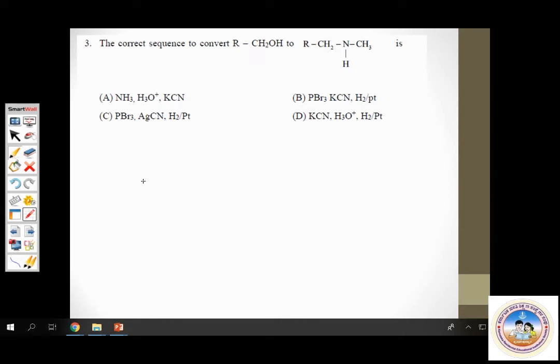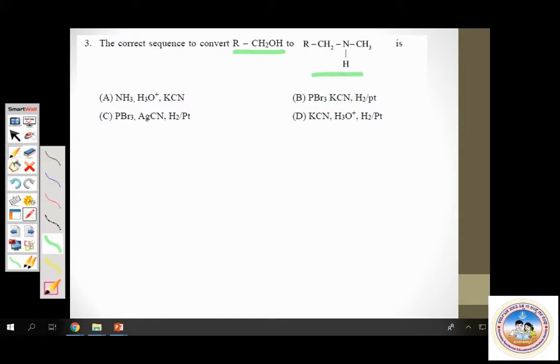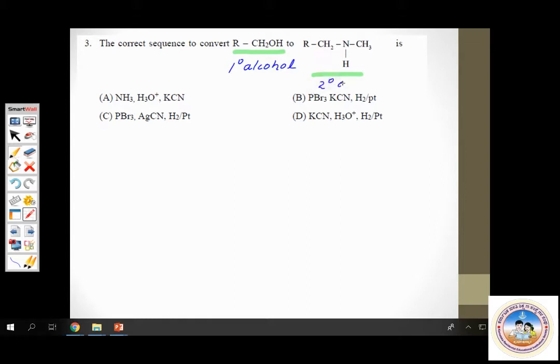Yes, now come to question number 3. The correct sequence to convert this compound given here, an alcohol, into an amine. This is an amine. Now let us see what type of an alcohol that is. It is a primary alcohol. We are supposed to convert a primary alcohol into a secondary amine. Observe, this is a secondary amine.